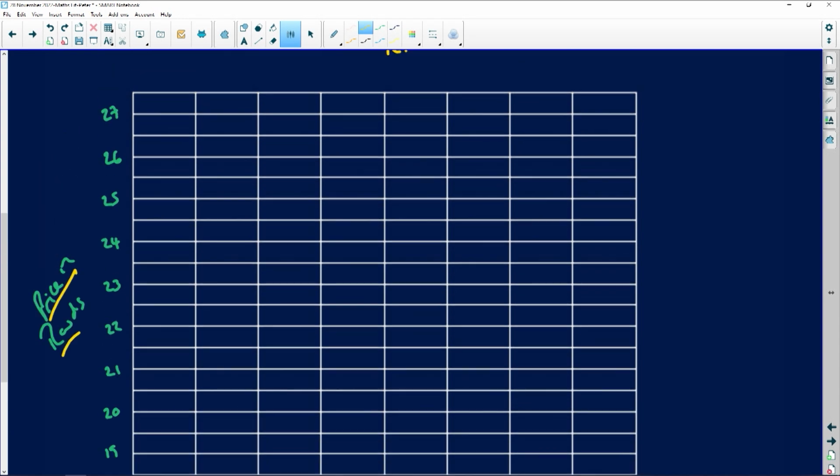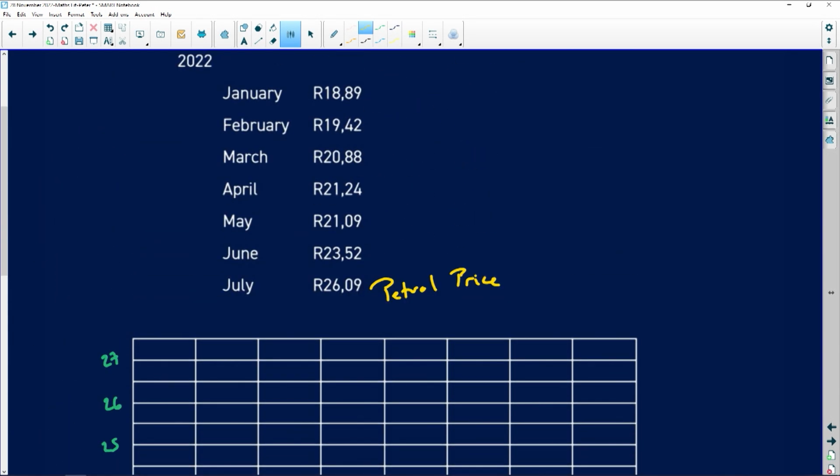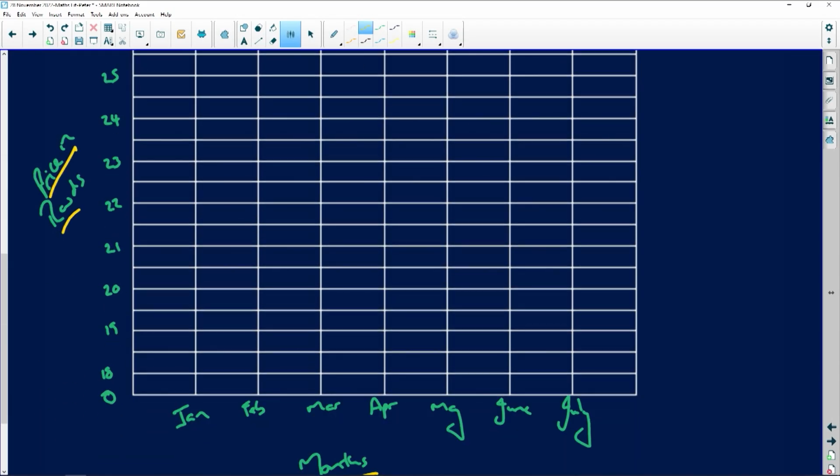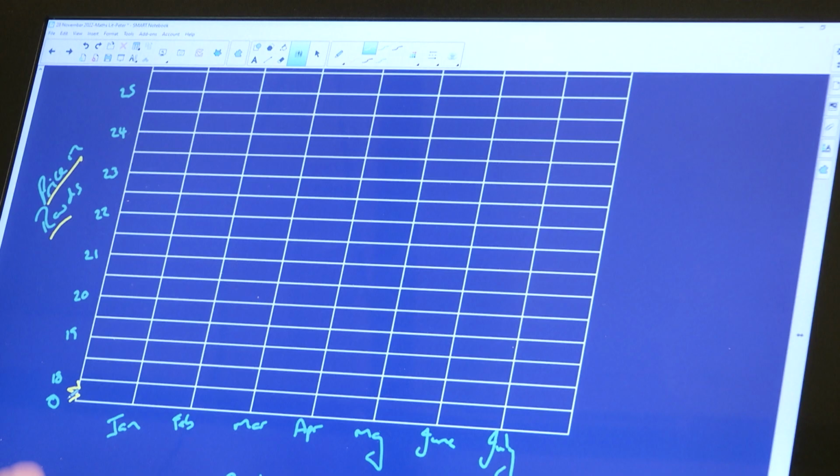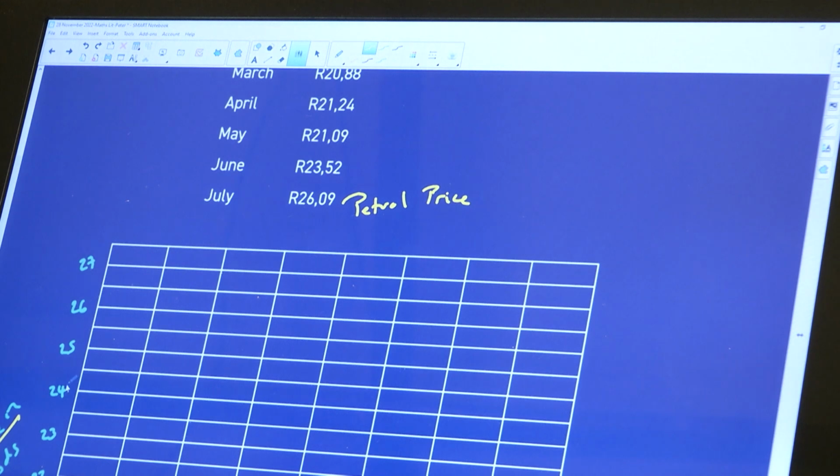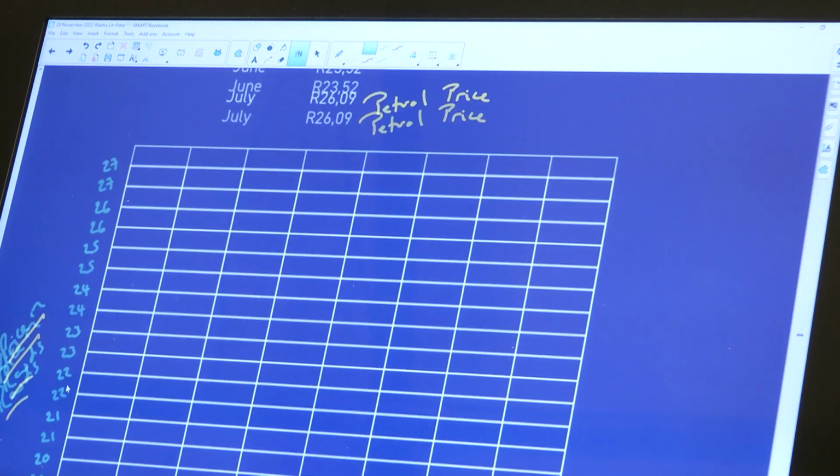Okay, so let's go quickly. January, we're saying the price is 18 Rand 89. Now, incidentally, you can see I've jumped from 0 to 18. Folk, you can do that if you make a little zigzag, because it's saying there's some prices missing. So from 0, there's a whole lot of prices, and then we're starting from 18. You are allowed to do that. It doesn't come up very often in matric, but you can do that if you want to fit in all the prices.